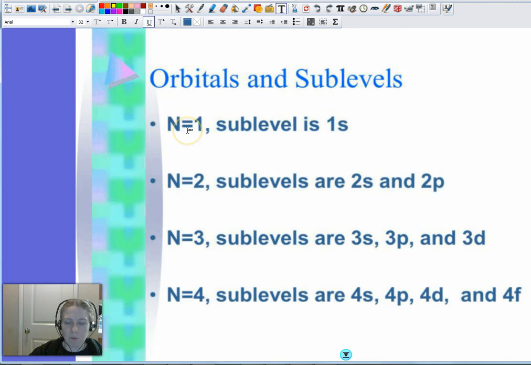So when n equals 1, and that's the energy level we're at, it has a 1s sublevel. So only the sphere. When n equals 2, it has a 2s and 2p sublevel. When n equals 3, you have a 3s, a 3p, and a 3d. When it equals 4, we have 4s, 4p, 4d, and 4f. And we're going to look at how these are ordered.